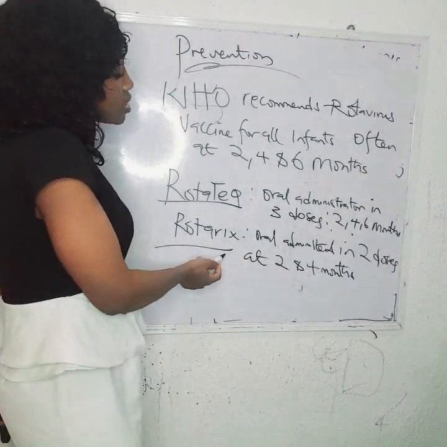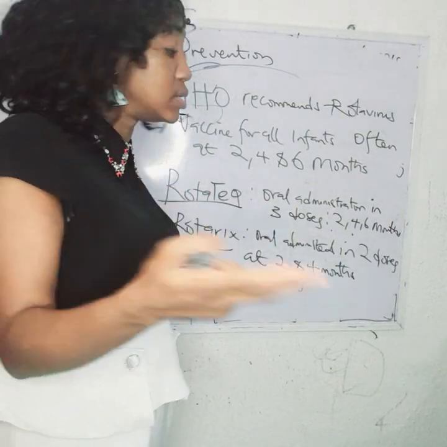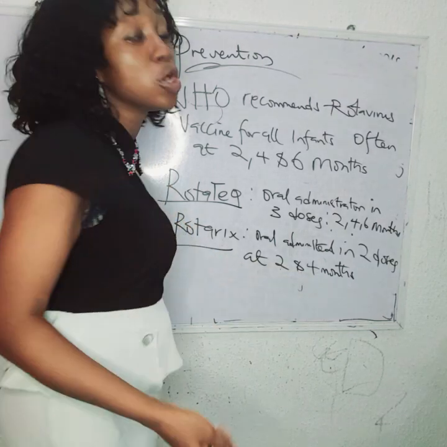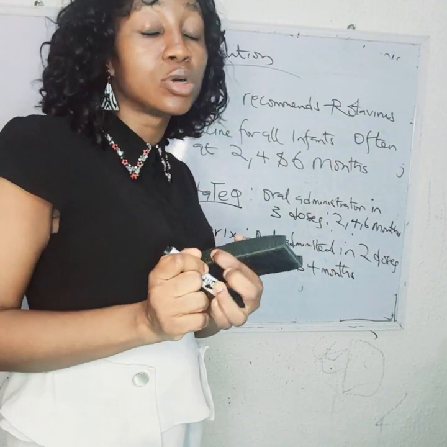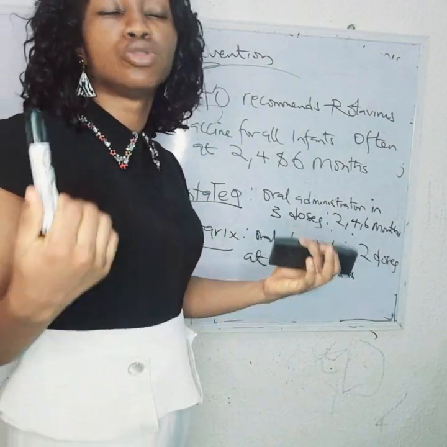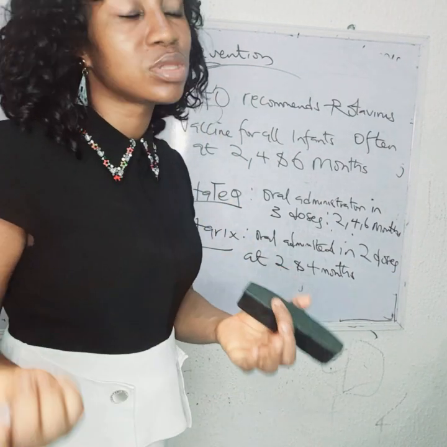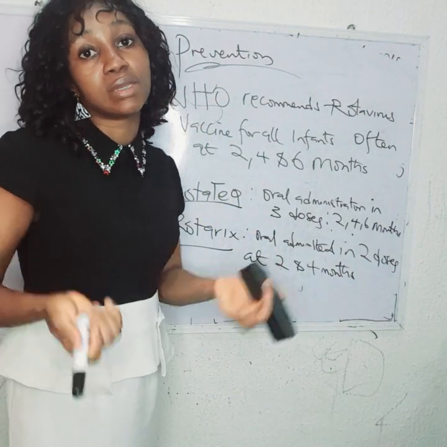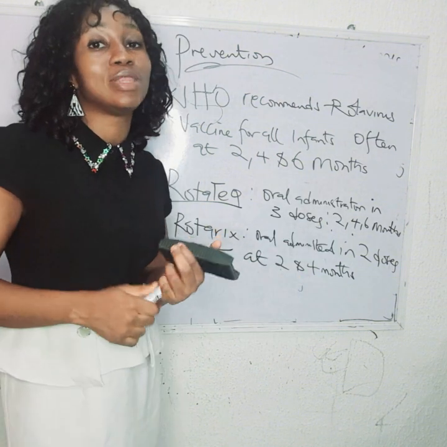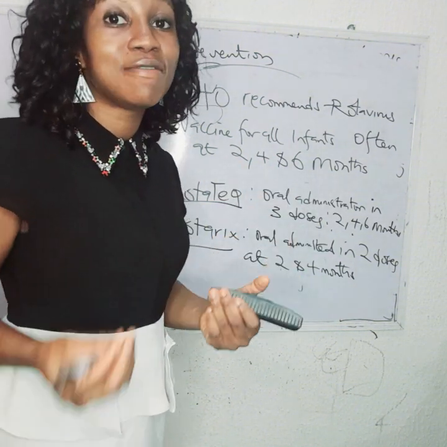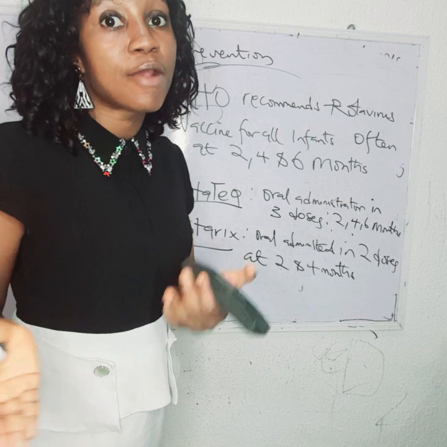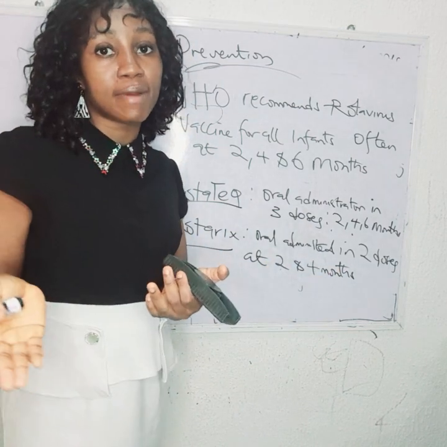And we also have the Rotarix, which is administered in 2 doses, given at 2 and 4 months. So this is recommended to every young mom, every new mom, to make sure your child is being immunized with this rotavirus vaccine. And what is a vaccine? As a microbiologist, we definitely know that vaccines are attenuated versions of a particular virus or bacteria, right?